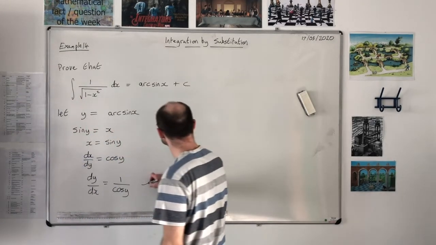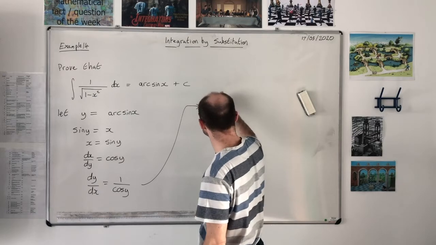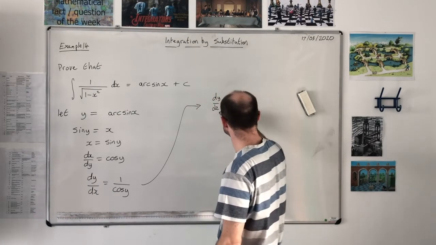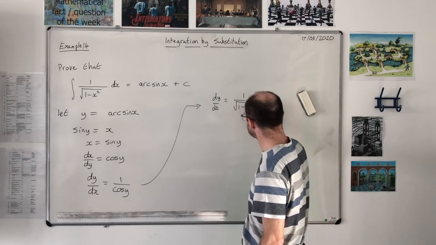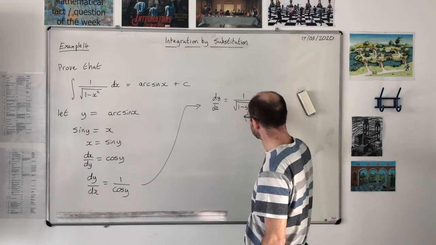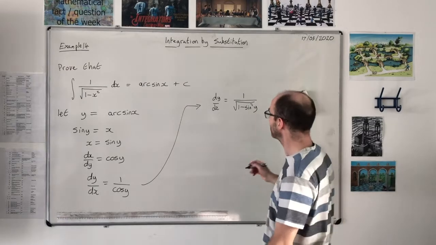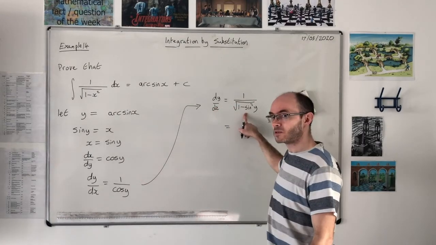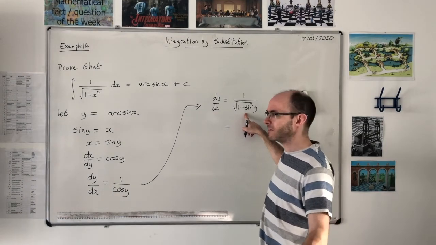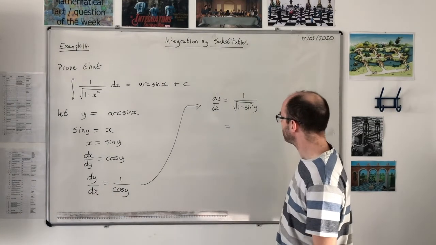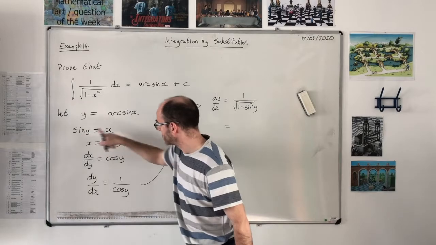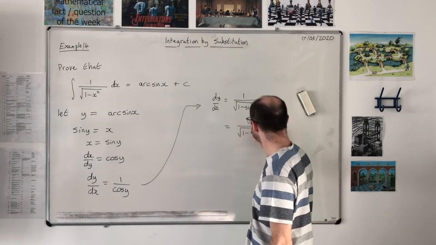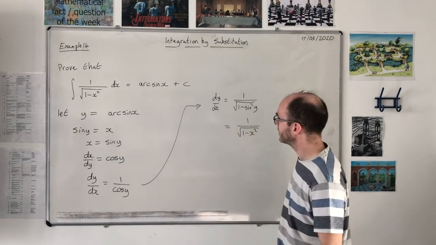Okay? So the thing to do is to, let's just put it up here, write it as dy dx is equal to 1 over, and that's going to be root 1 minus sine squared y. Can you see where this is going? Okay, I really hope so. Are you happy with that? I really hope so, because you need to be, year 13 level, okay? And of course, sine y is just x, so that is just 1 over root 1 minus x squared, okay?